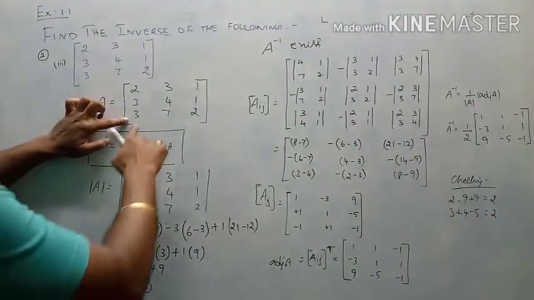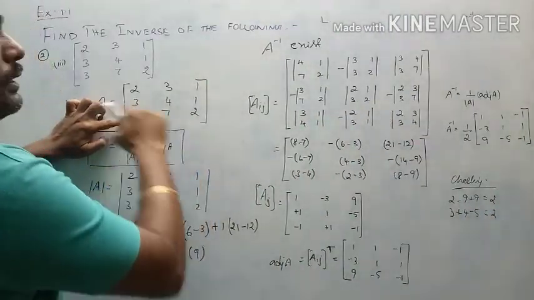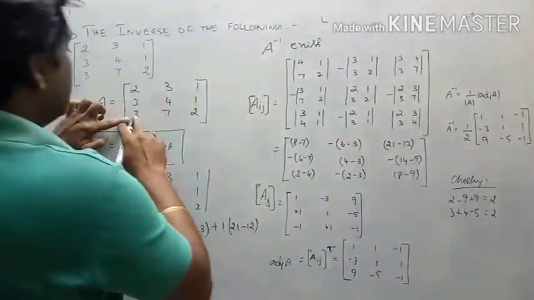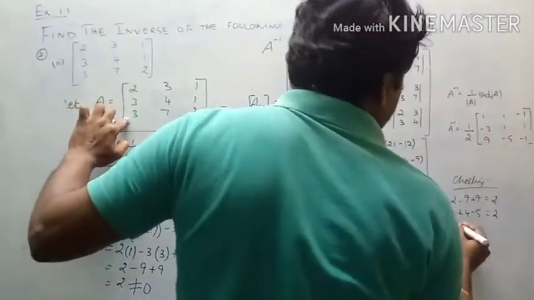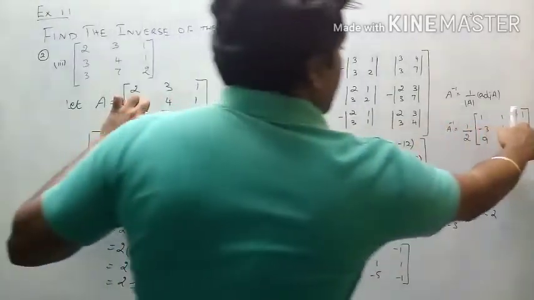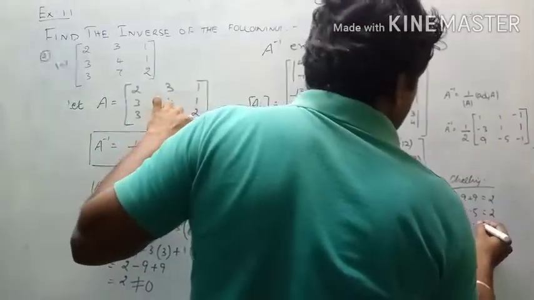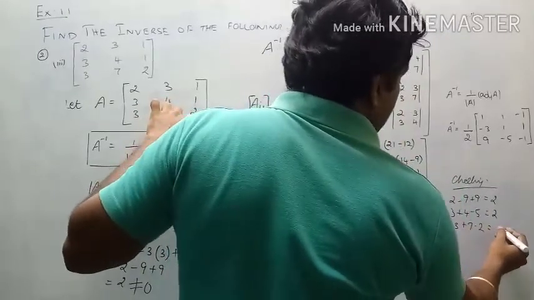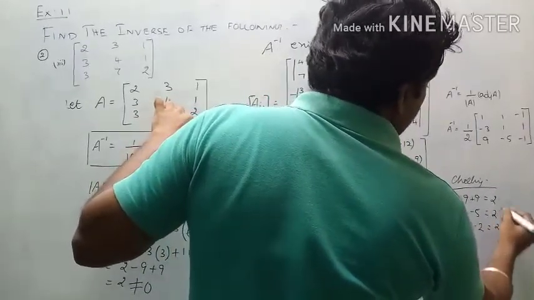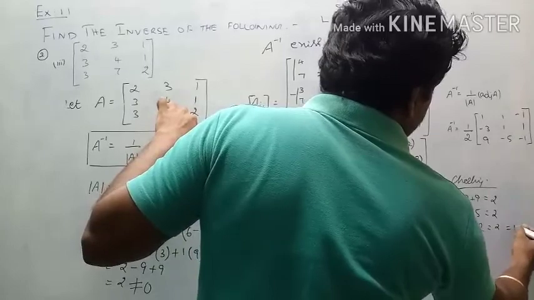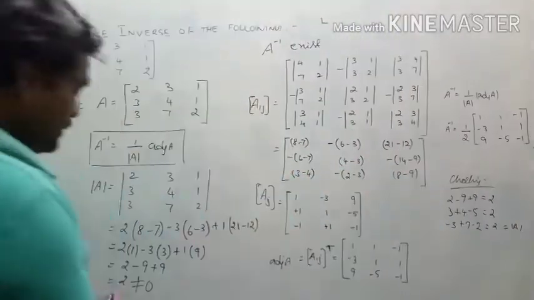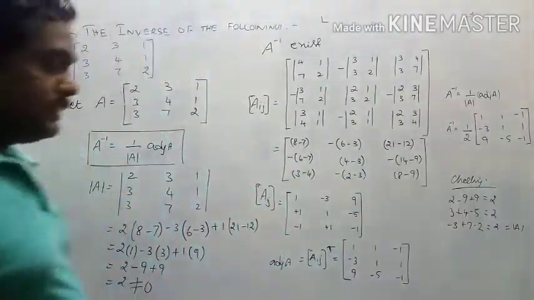Now the last step. Take the third row from A, third column from A inverse. 3 into minus 1, minus 3. 7 into 1 gives plus 7. 2 into minus 1 gives minus 2. 7 minus 3 minus 2, 2. All the values are equal to determinant A value, of course. So the final answer is correct.